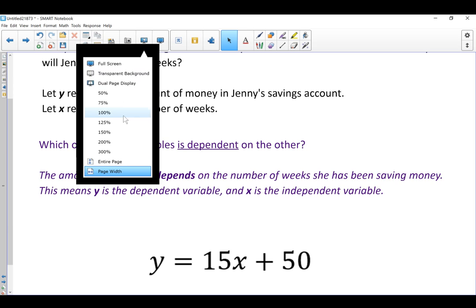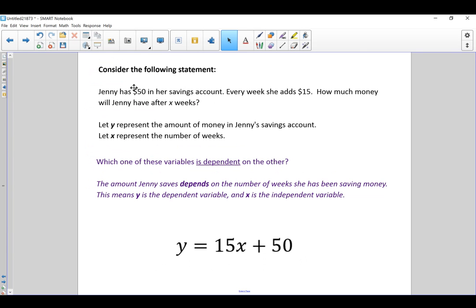Just zoom out for a second, right? So Jenny has $50 in her account, which is why we have a constant of 50. And every week she adds $15. So if x is 1 week, then we would substitute in a value of 1 here and calculate y. If x was 20 weeks, then we would substitute in the number 20 for x and calculate y. So again, y depends on x.